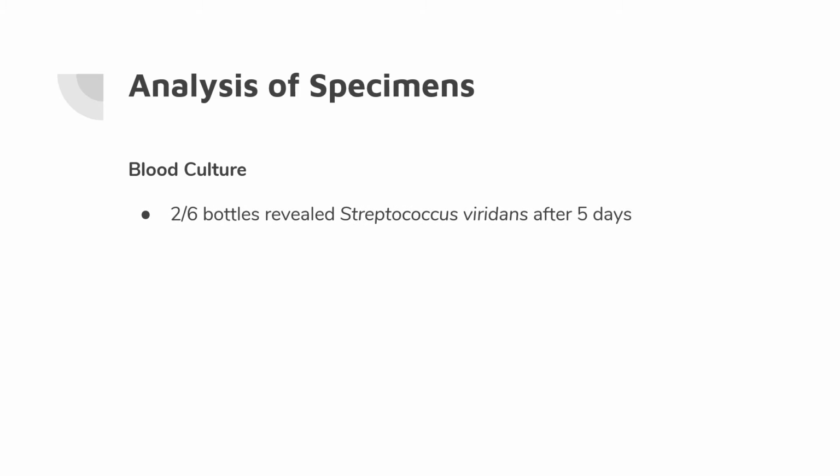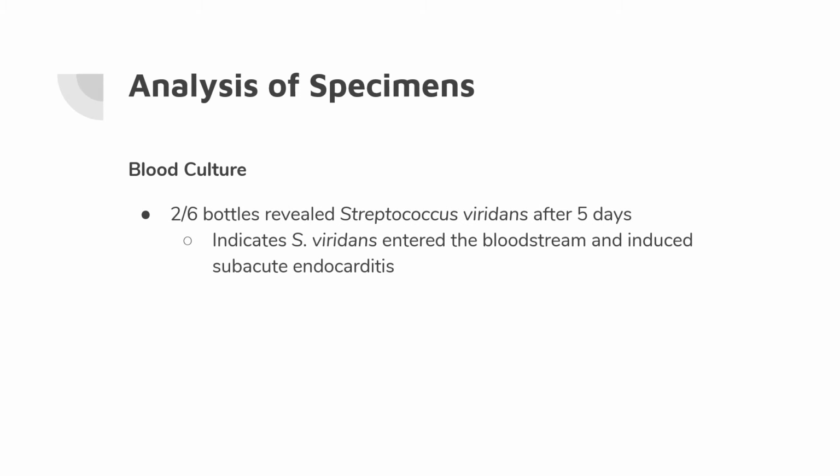The blood culture revealed the presence of Streptococcus viridans in 2 out of 6 bottles, which is a significant finding to further investigate, as growth in more than 1 bottle strengthens the clinical value of the finding, as S. viridans is not a commensal of the skin and is therefore not a contaminant. This is indicative of the presence of S. viridans entering the bloodstream and potentially causing infection in the patient's heart valves, a possible cause for the heart murmur.